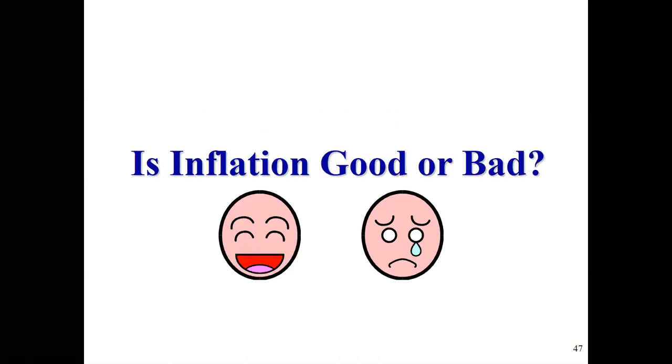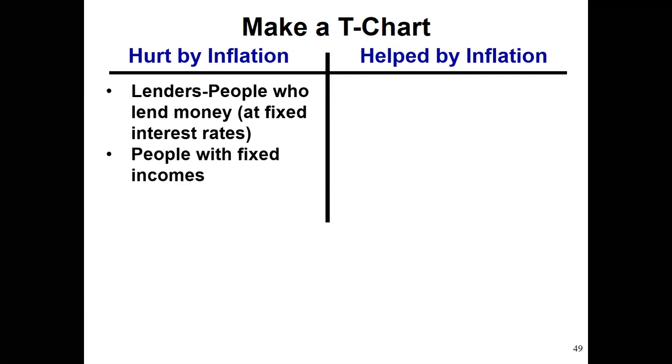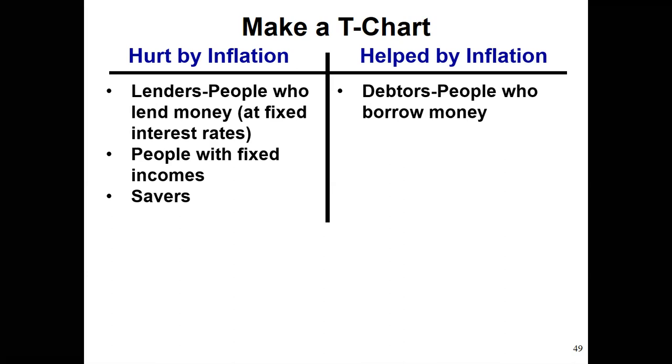All right, is inflation good or bad? The answer is it depends. Depends which side of the coin you're on, right? So who's hurt by inflation? Lenders, all right? Because lenders are getting paid back in dollars that buy less. So they're hurt by inflation. People with fixed incomes: if I'm making $20,000 a year, inflation hurts my purchasing power. So that's hurt. And then savers, because the banks never keep up with inflation. Debtors are helped because I'm paying back in cheaper dollars.